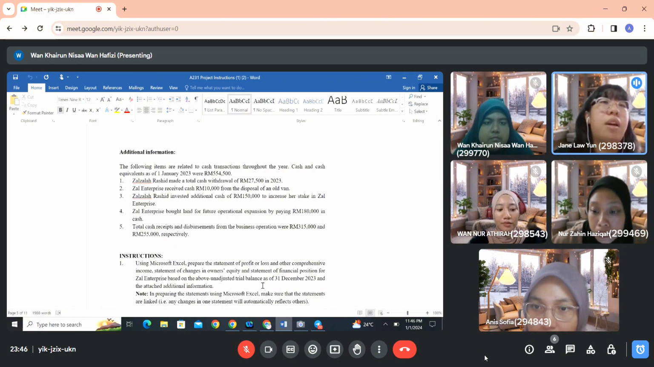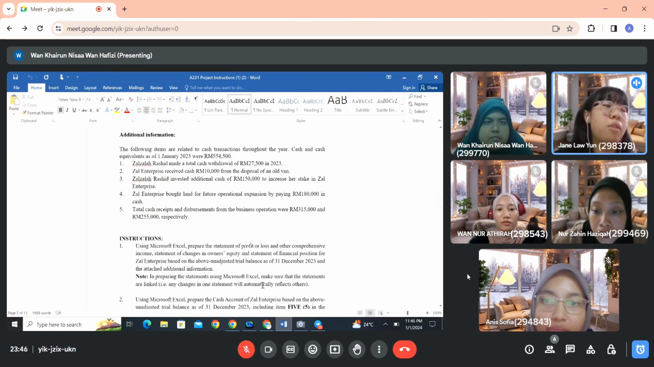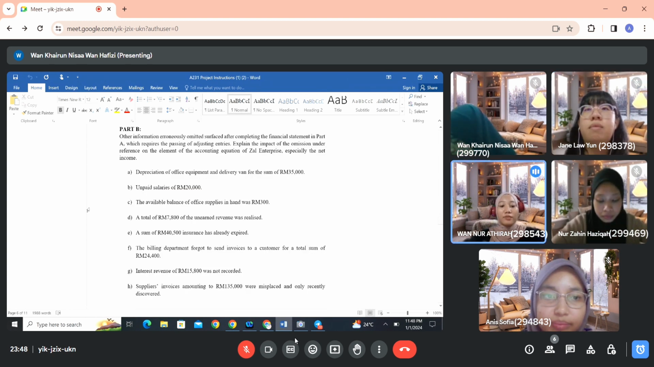Purchase of land debit. Total cash received and disbursement from the business operation were 3,015,000 and 2,055,000 respectively. Cash received from operation debit, cash disbursement from operation credit. Okay, after we complete the financial statement in part A, we move to part B.